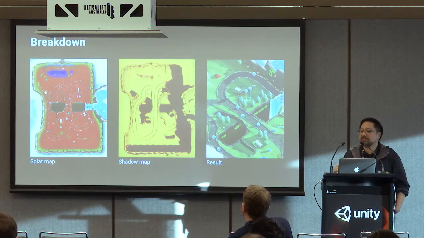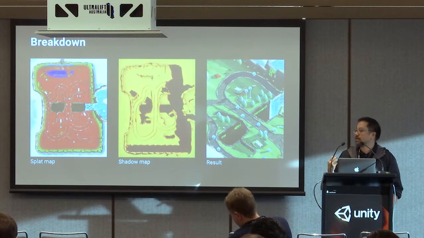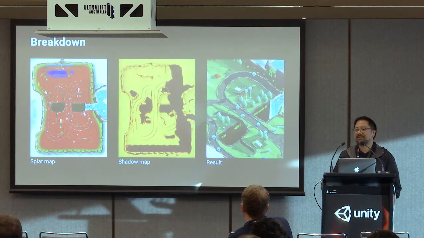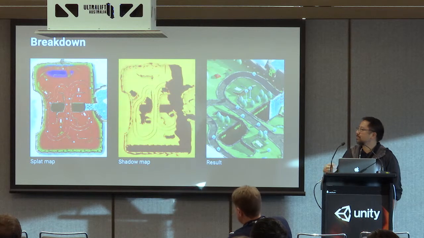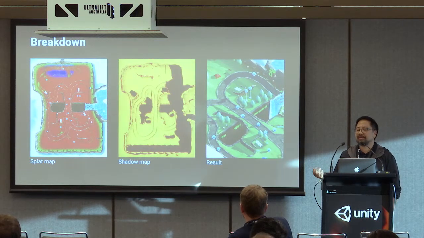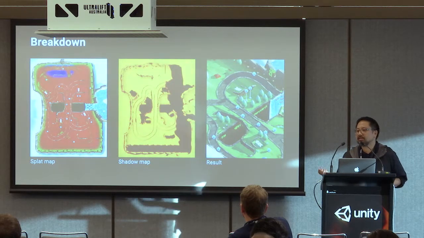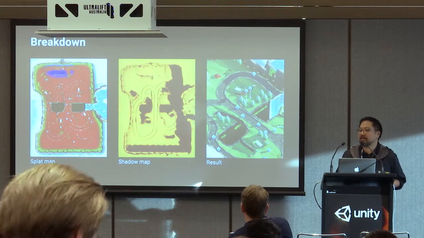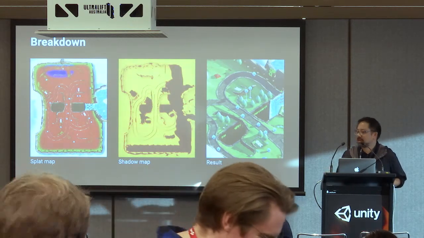So here's a basic breakdown of it, right? It's a pretty simple shader, bare bones. You have a splat map, and all the splat map does is determine where textures go based on the color of the splat map. So red can be grass, and green can be rock, and blue can be snow or something like that. Then we also have a shadow map. This is a shadow map we bake in Blender. It's a bit different from light mapping because we're not using UVs in this case. Using those two, we get that result.